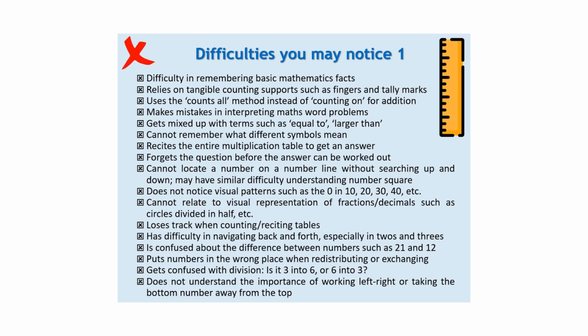Cannot relate to visual representation of fractions or decimals, such as circles divided in half. Loses track when counting and reciting tables. Has difficulty in navigating back and forth, especially in 2s and 3s. Is confused about the difference between numbers such as 21 and 12. Puts numbers in the wrong place when redistributing or exchanging.